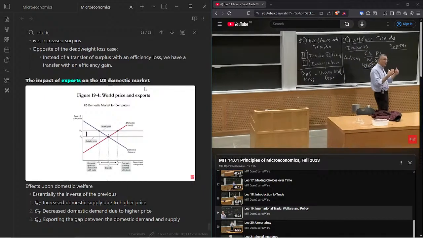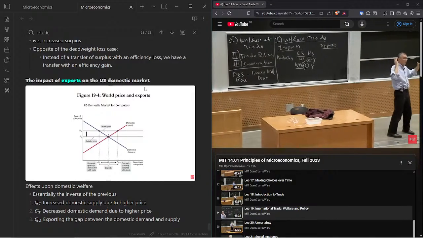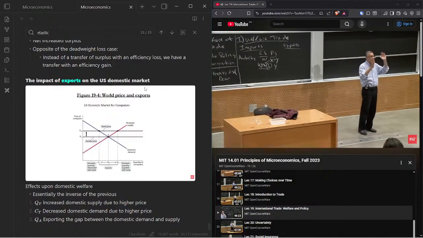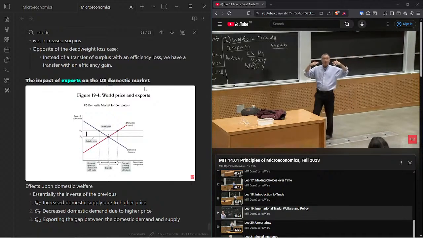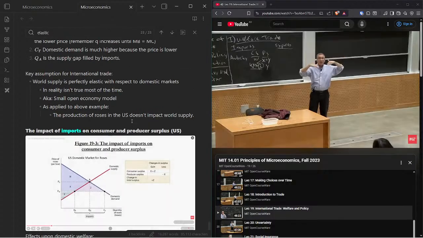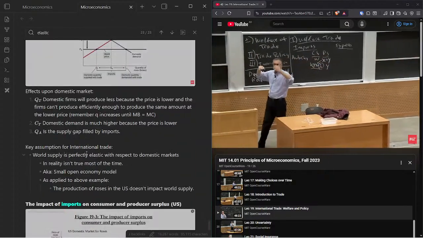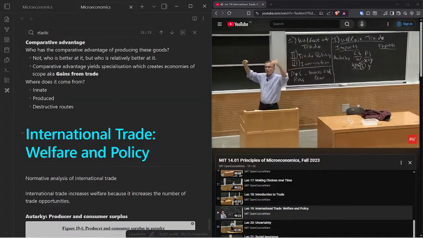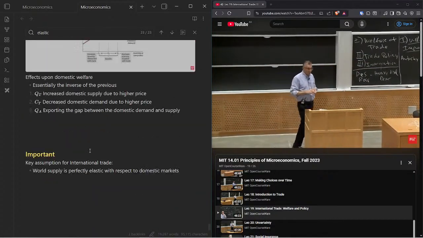For imports, we open up to Colombia, they lower the price of roses, and you end up with more consumers wanting roses than the producers are willing to produce, so you get imports. With exports, we open the market to Colombia, producers in the US can sell at a higher price in the world market, so the price goes up. You have more computers being produced than people want, and you end up with exports.